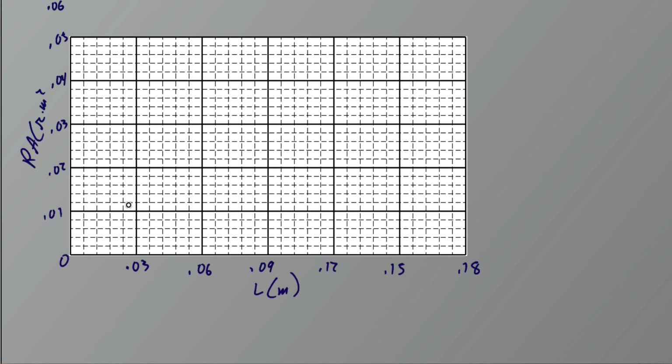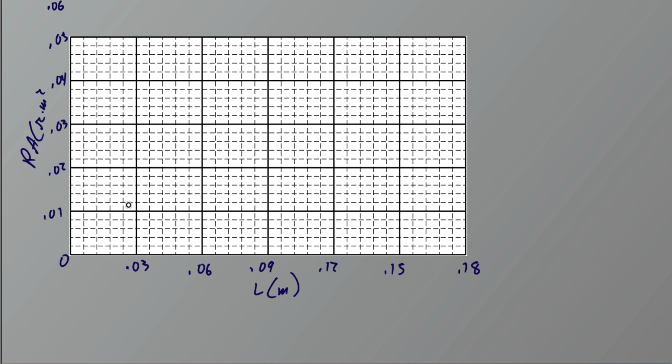Draw your best fit line. Mine looked kind of like that. Again, not taking a whole lot of time to plot points here, but you get the idea. And then it says use that graph to estimate a value for the resistivity of the dough cylinders. Well, we already figured out how to do that.